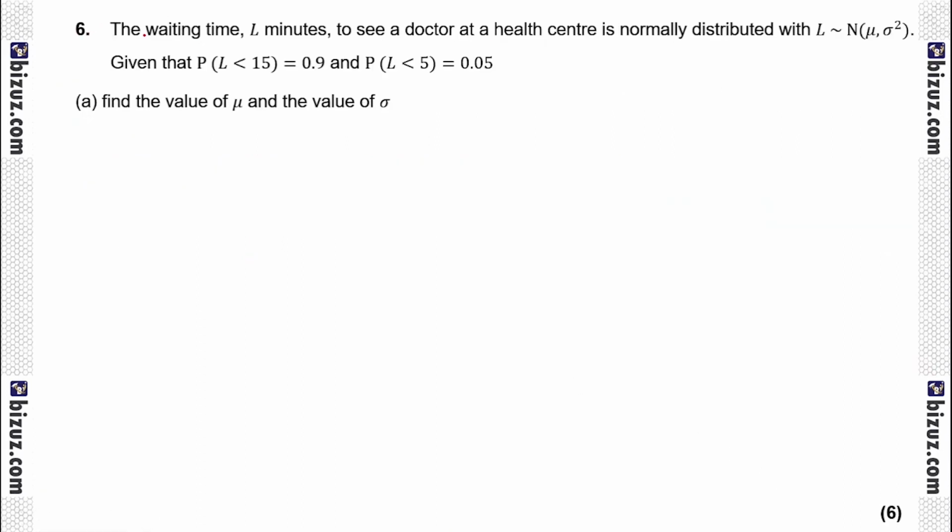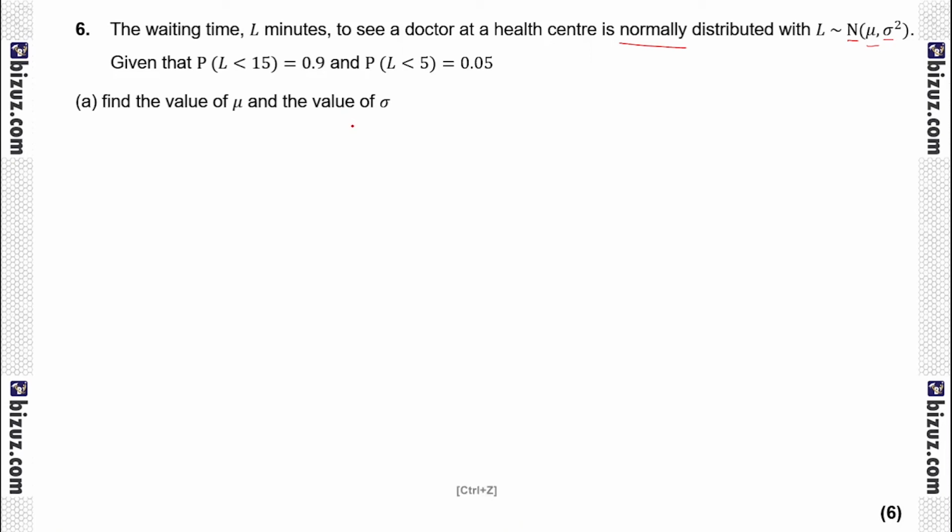Next, let's move to question number 6. The waiting time L minutes to see a doctor at a healthcare center is normally distributed, with a mean of mu and a standard deviation of sigma, a variance of sigma squared. That's why you have the square there. Given that the probability of L being less than 15 is equal to 0.9 and the probability of L less than 5 is equal to 0.05, part A asks us to find the value of mu and the value of sigma.